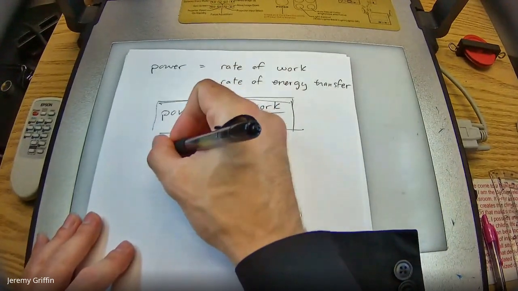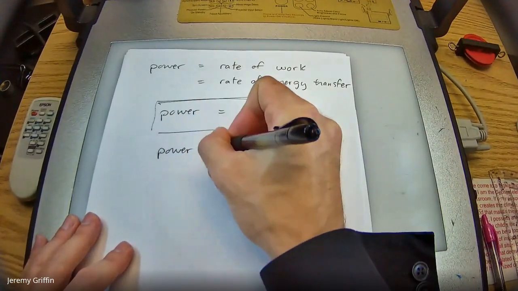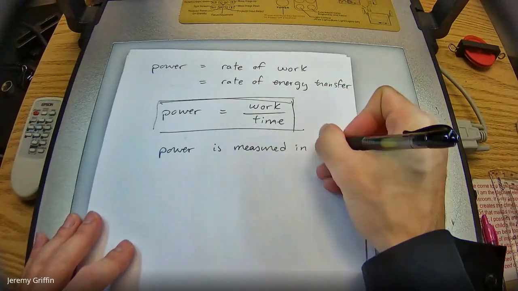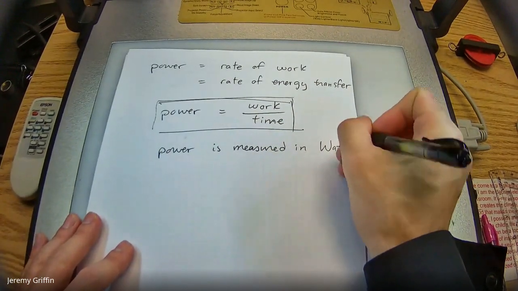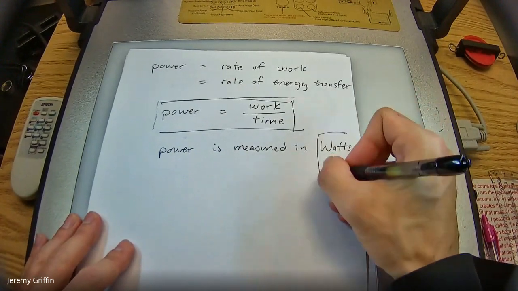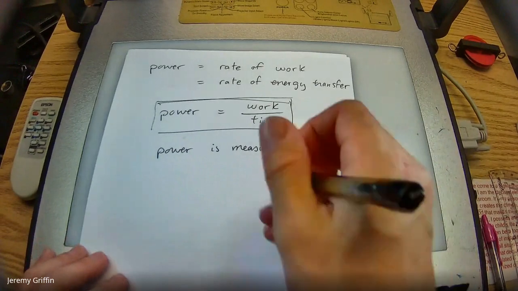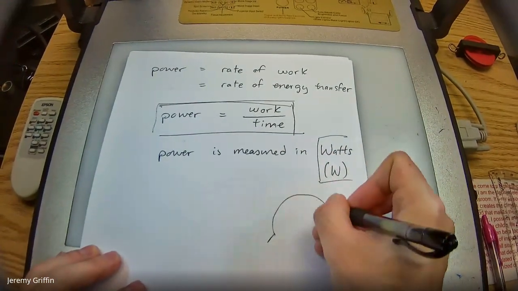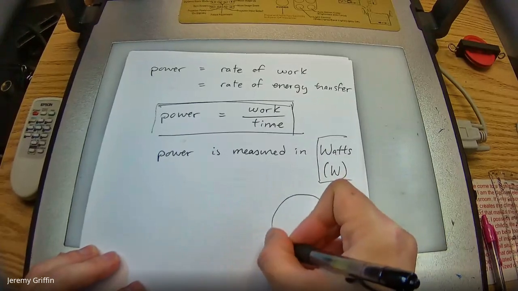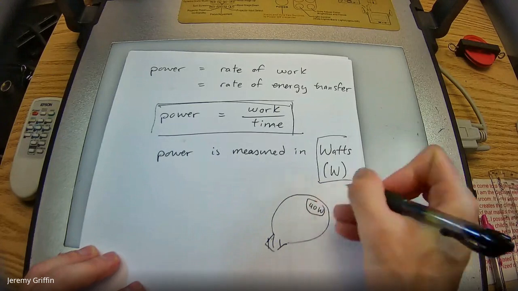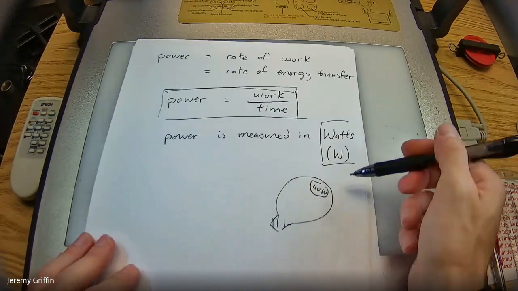And power is measured in watts. Now watts, capital W, I think you guys are familiar with. You guys have heard of watts. If you look on a light bulb, draw a little light bulb here. On the top, it might say something like a 40-watt light bulb, 40 watts. Right? Now you know what that means.